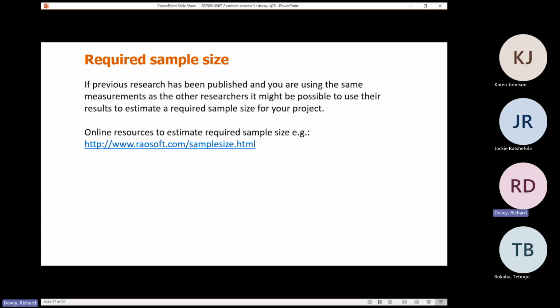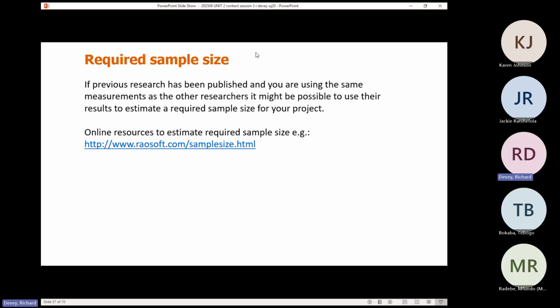If previous research has been published, and if you're using the same measurements that other researchers have used, it might be possible to use their results to estimate a required sample size for your project. We call this kind of a priori estimation. So you're using somebody else's results to try and estimate what your sample size should be. But it's not always good to do that, because if the context is very different to the context that you're working in, it might not be a sensible thing to do.